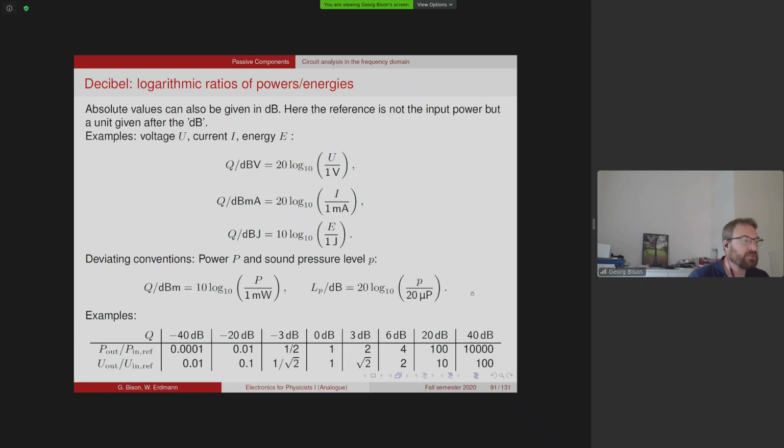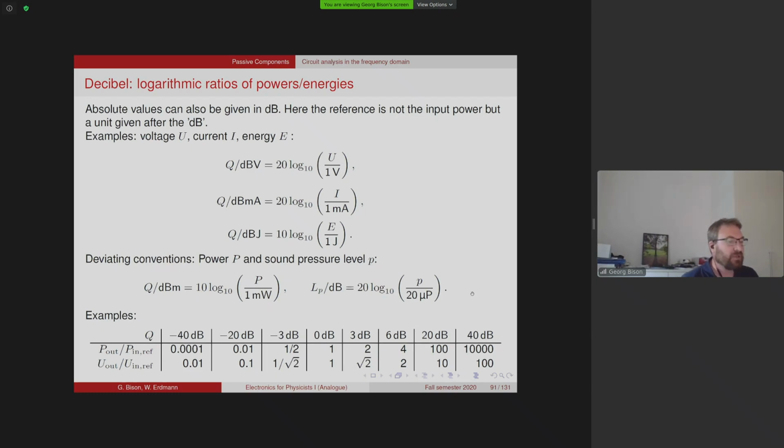There are some conventions that deviate from this system. The most important one is dBm. Decibels are very often used to denote power. And so if you want to give a quantity with reference to 1 milliwatt, the watt here is saved. So dBm means a power relative to 1 milliwatt. And since it's a power or energy unit, you have to use the factor 10.